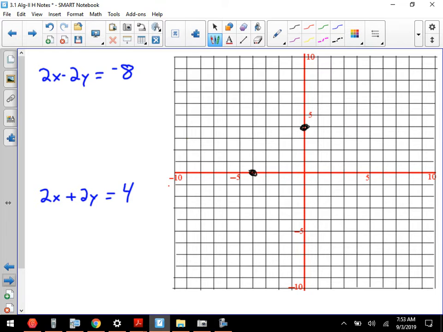Now, between those 2 points is the slope, isn't it? Couldn't you just count that? You went up 4, over 4. So what's your slope? 1. So we know that our slope here is 1.